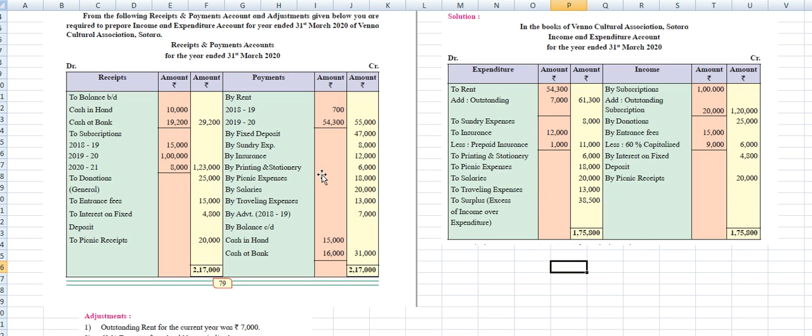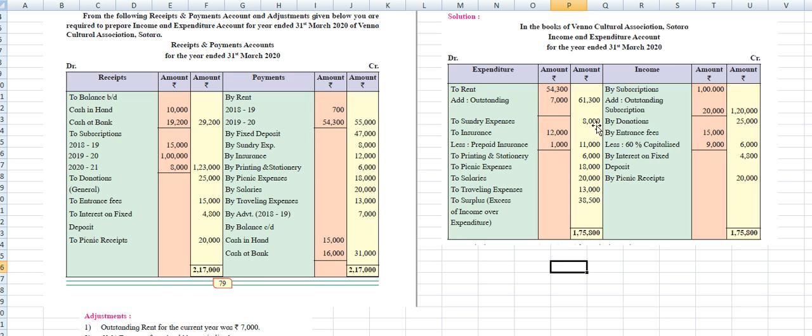And printing and stationery amount is 6,000 rupees. And picnic expenses are 18,000 rupees. There is no adjustment for the printing and stationery and picnic expenses. And next is salaries. Directly we are entering the entries that are coming in. There is no adjustment. Those entries will come in the outer column. And traveling expenses are 13,000 rupees.